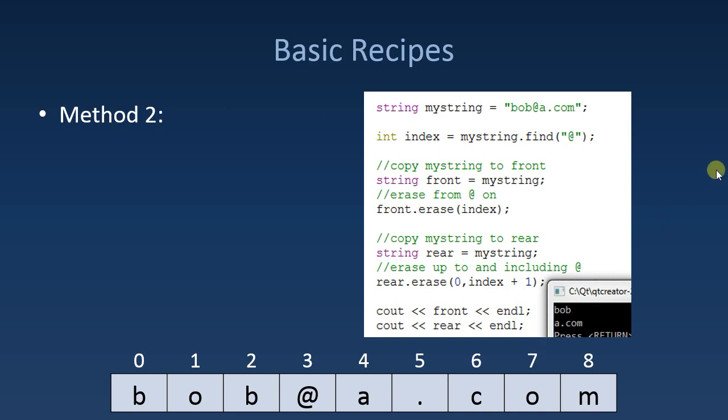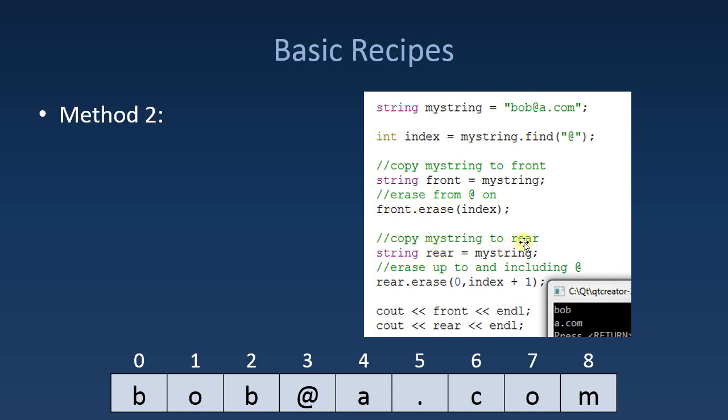The other approach I could do would be to actually chop things. Right? So I have myString.find. I copy myString into something called front. And then for front, I erase everything starting at where the @ is. So this says erase starting at character 3, and I didn't say how many characters to erase, so it assumes from there out. And so front will just be Bob.